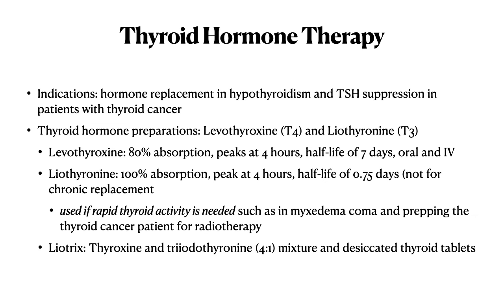So let's now go into how we treat disorders of the thyroid gland. There are many different disorders of the thyroid gland, and what we have just shown are common examples of hyperthyroidism and hypothyroidism. First is thyroid hormone therapy. When do we give thyroid hormone therapy? Hormone replacement in hypothyroidism and TSH suppression in patients with thyroid cancer.